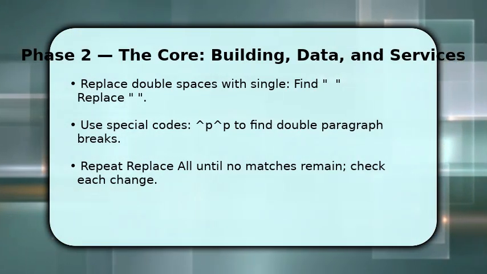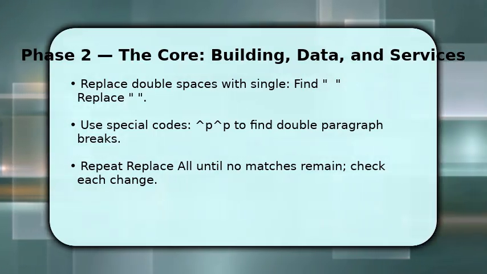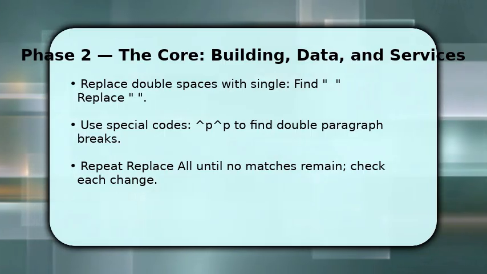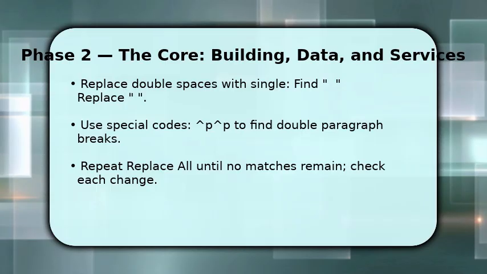For spaces, find 2 spaces and replace with 1. Replace all until no double spaces remain. For line breaks, search for ^p^p and replace with ^p to collapse extra paragraphs.